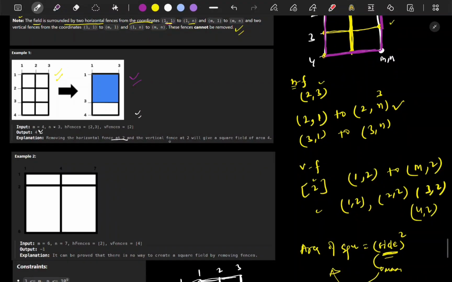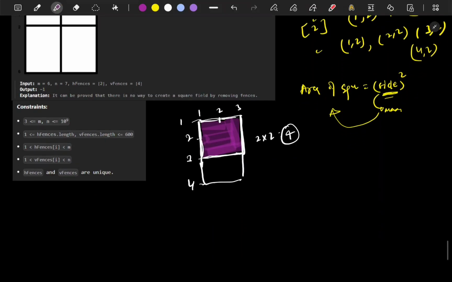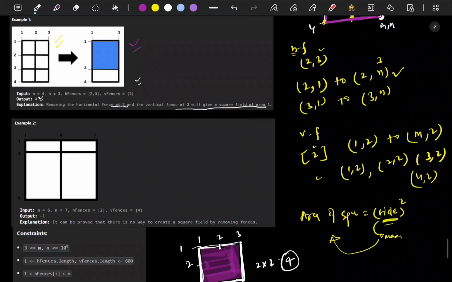Removing the horizontal fence at 2 and the vertical fence at 2 will give a square field of area 4. It means this one is our square area. So we have to find this. How can we approach it? The same way for the other example. Let's see the other example.